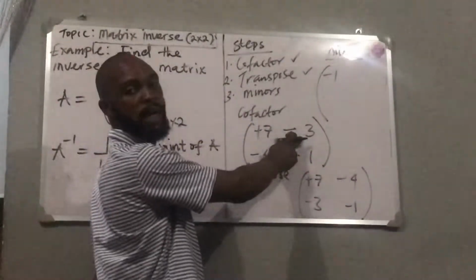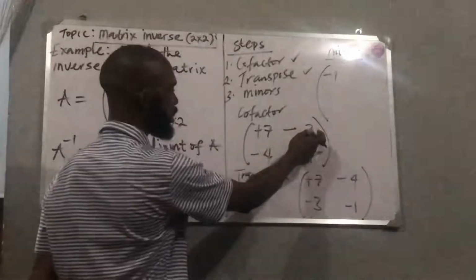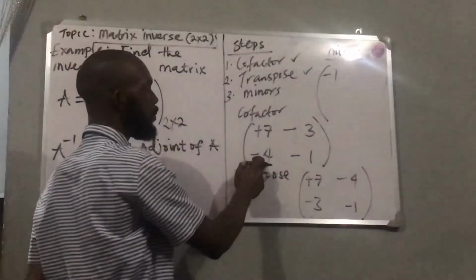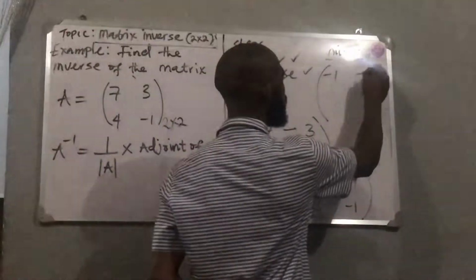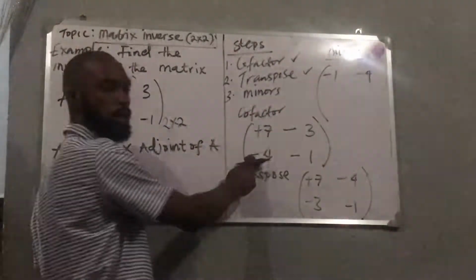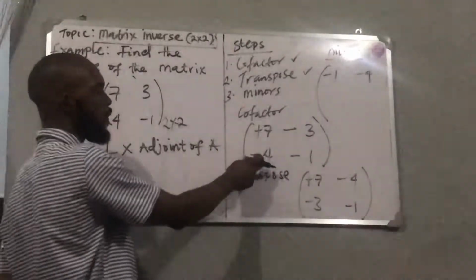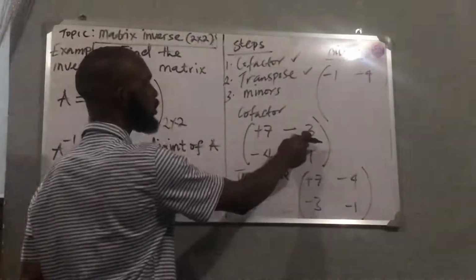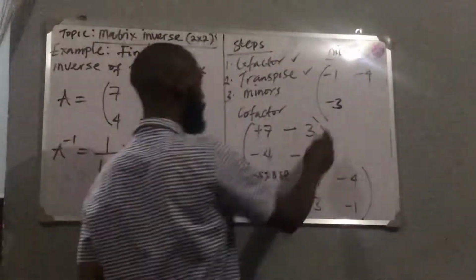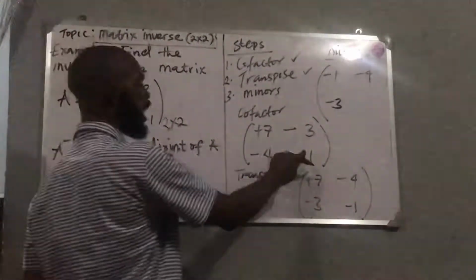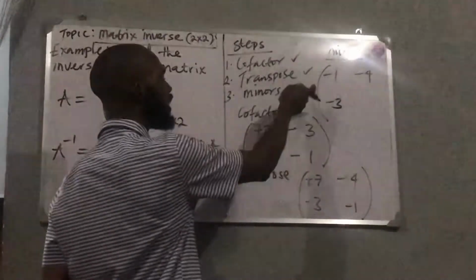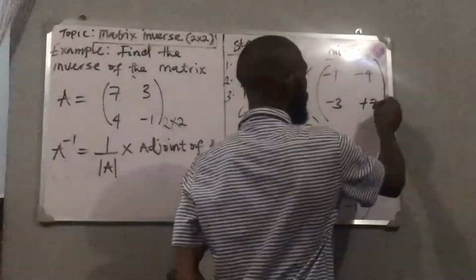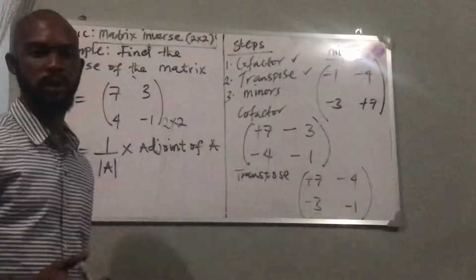I'll move to the next one, minus 3. Minus 3, delete the second column and first row. I'm left with minus 4. So minus 4 takes the position of minus 3. Minus 4, delete the second column, still the first row. I'm left with minus 3. So minus 3 takes this position. And I'm left with the last one, minus 1. Minus 1, delete this and this. I'm left with plus 7. Now this is the adjoint of the matrix A.